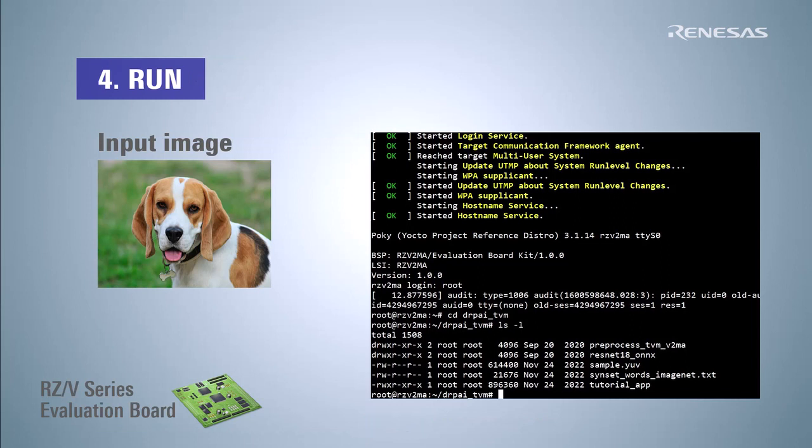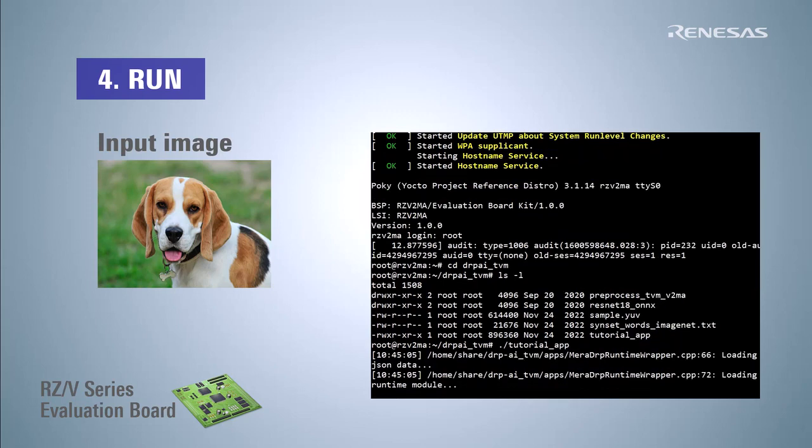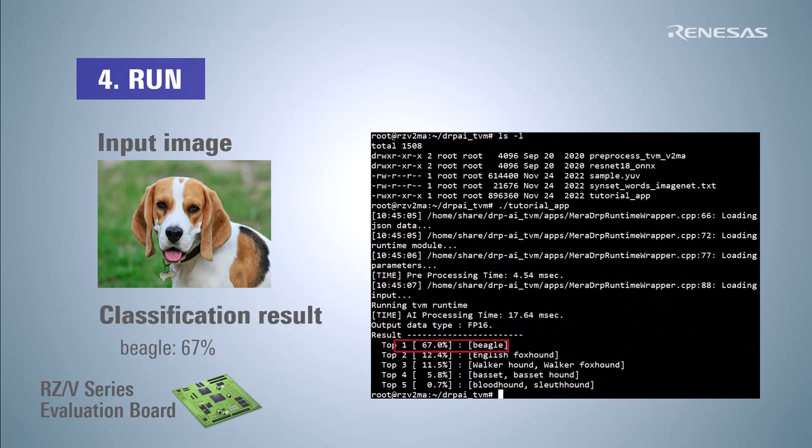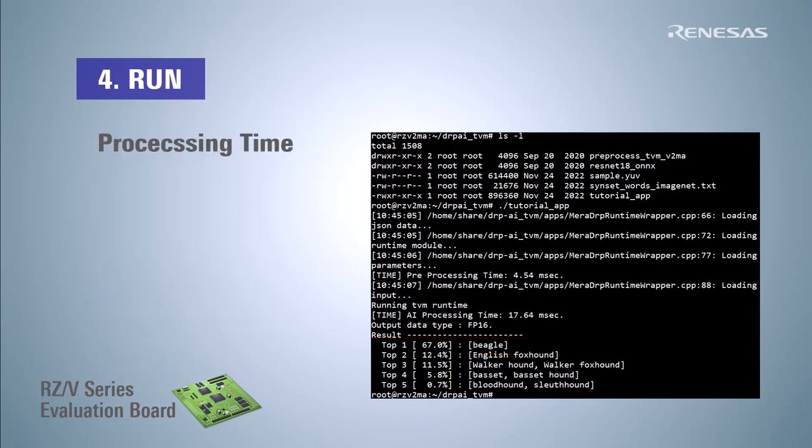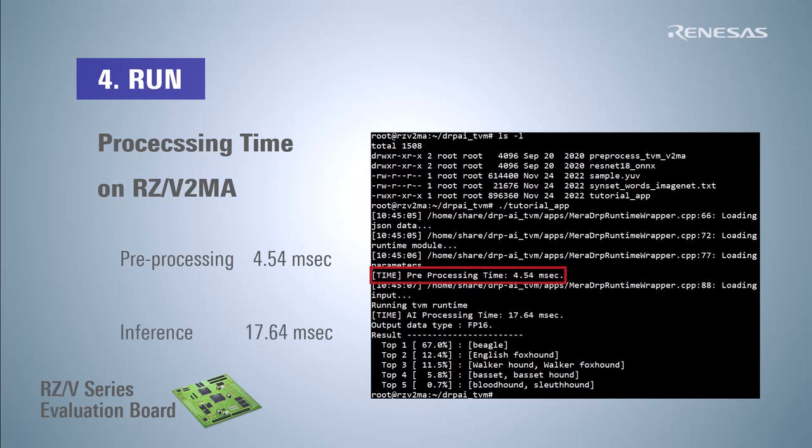Let's run image recognition. Run the application as shown in the console. The application runs the AI inference for the input image. For this image file of a dog, the classification result is beagle with a score of 67%. Also, this application shows the processing time for pre-processing and inference. In this tutorial, the application runs on the RZV2MA evaluation board. Pre-processing time for RZV2MA is around 5 milliseconds, and inference time is around 18 milliseconds.